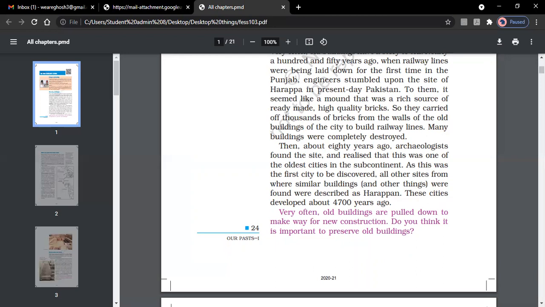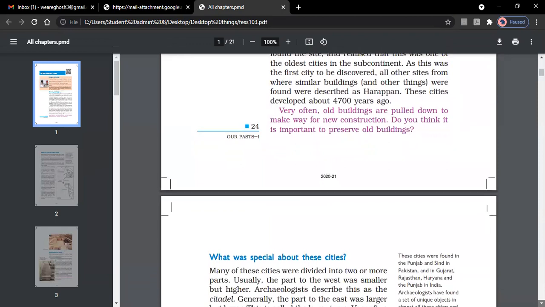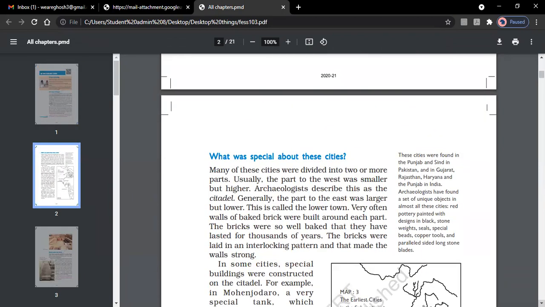Okay, so move to the next page. See, what was special about these cities? Always remember to read this section. It is important for your picture description. It is important for any kind of map related question. So read this. Don't forget to read this.